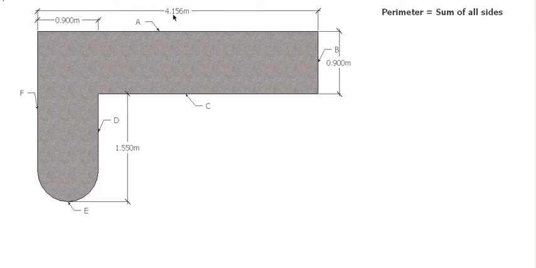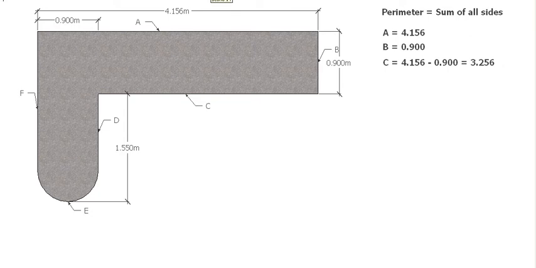So we're going to identify the length of each of those sides. Side A is 4.156 metres long. Most of these just come straight off the plan. Side B is 900. Side C, I've actually got to work out. So it's 4.156 less this 900, so it gives us 3.256.